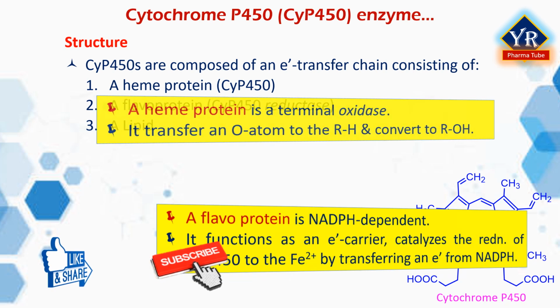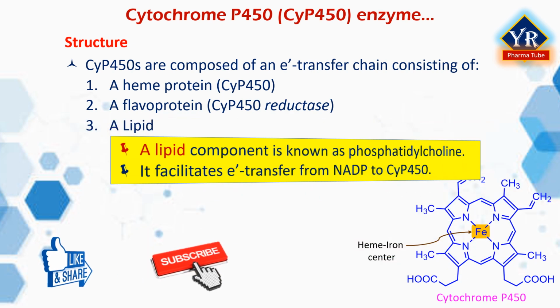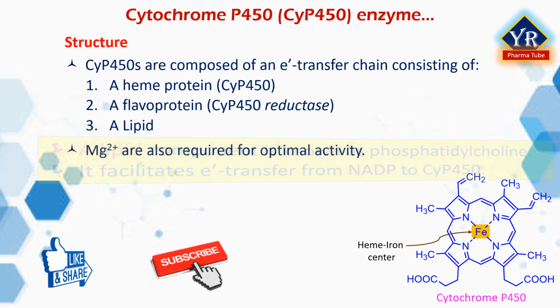The second enzyme, the flavoprotein, is NADPH dependent. It functions as an electron transfer carrier, catalyzing the reduction of cytochrome P450 to the ferrous form by transferring an electron from NADPH. The lipid component is also known as phosphatidylcholine, and its function is to facilitate electron transfer from NADPH to cytochrome P450. Magnesium ions are also required for optimal or maximal activity of mixed function oxidases.